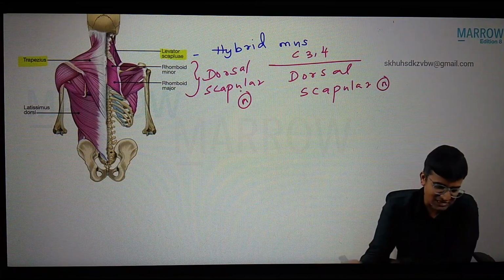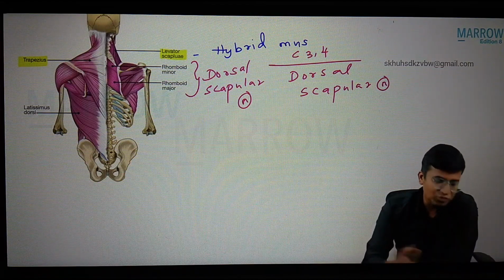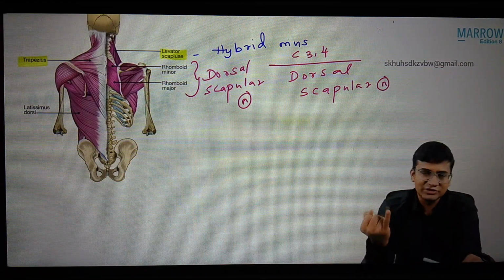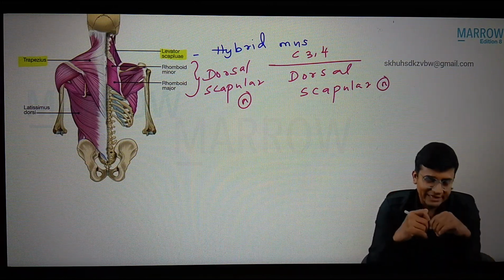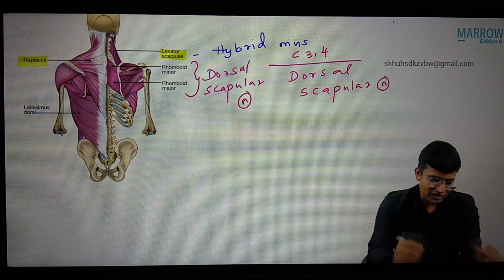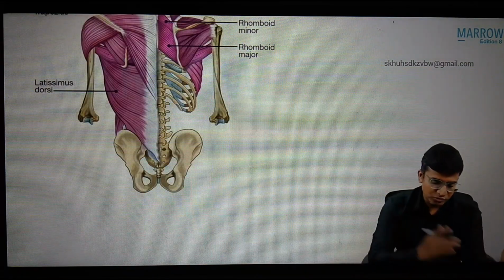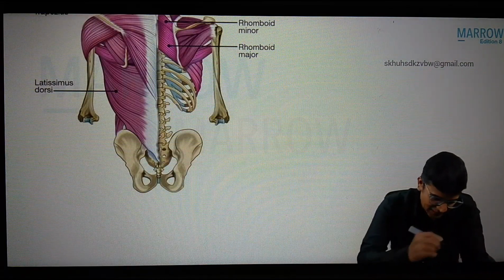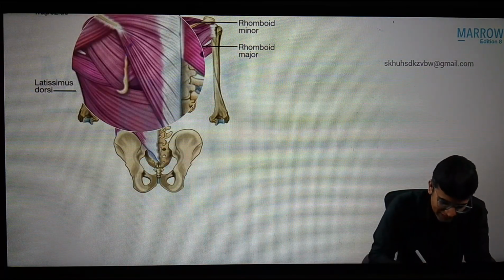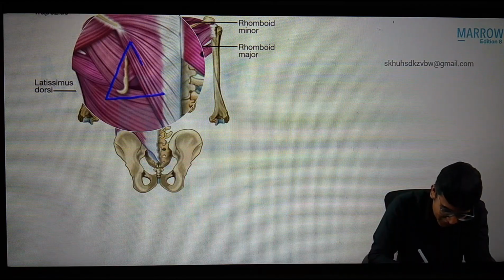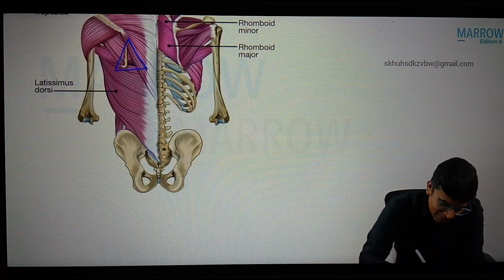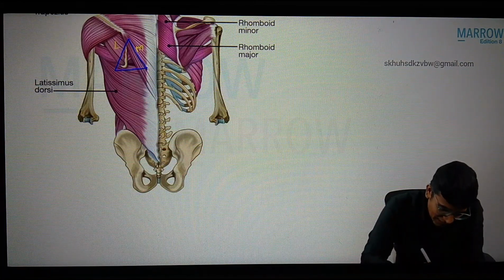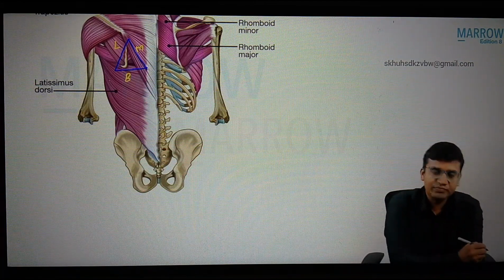Now, after finishing the muscles, in the back we have two triangles. One is the auscultation triangle and another is the lumbar triangle. So we're going to zoom this diagram and see the auscultation triangle. Now we zoomed the diagram. This is the triangle of auscultation. This is the medial side of the triangle, the lateral side, and this is the base.